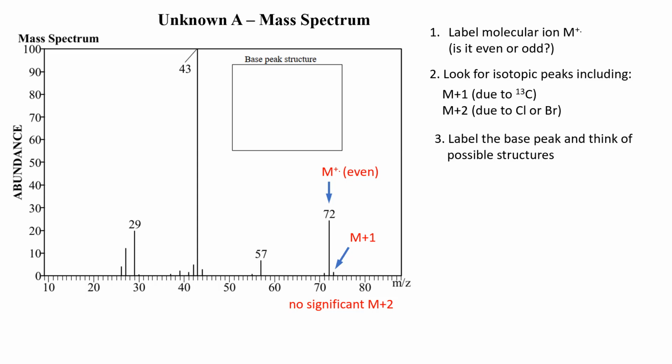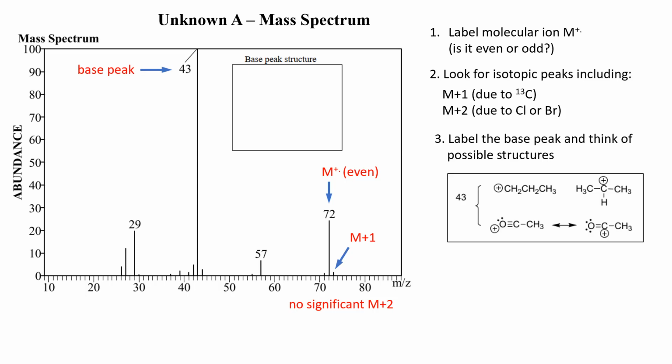The next thing to do is to label the base peak and think of possible structures for it. The base peak is the strongest peak in the spectrum, and it's set to 100% intensity. This is a significant peak to try to understand because it's the most abundant cation in the mass spectrum. It's probably the most stable cation that can form from the structure. In this spectrum, the base peak is at 43.